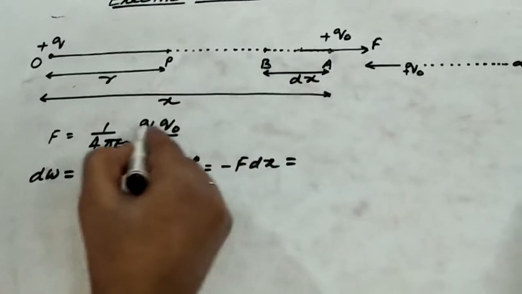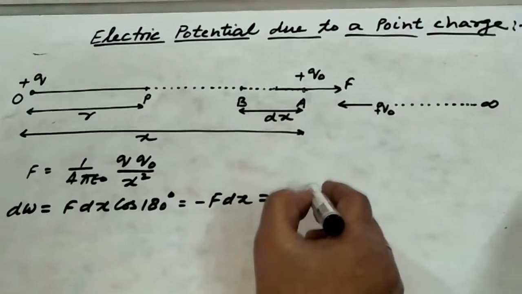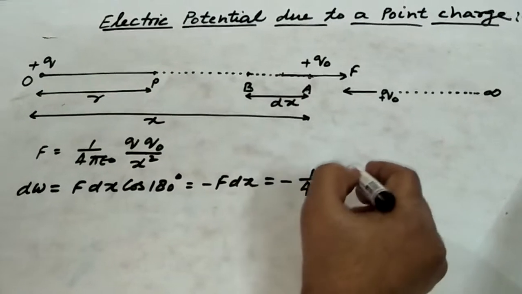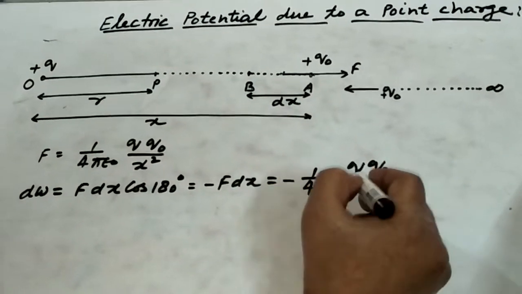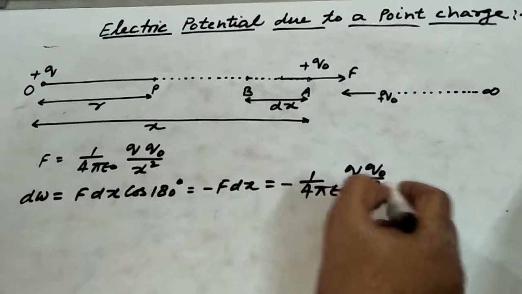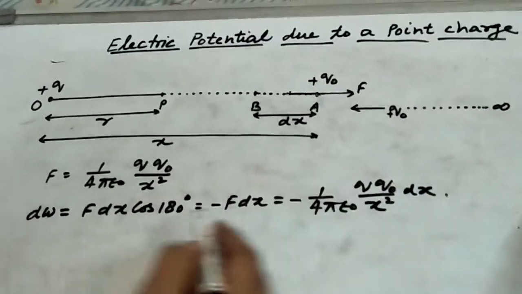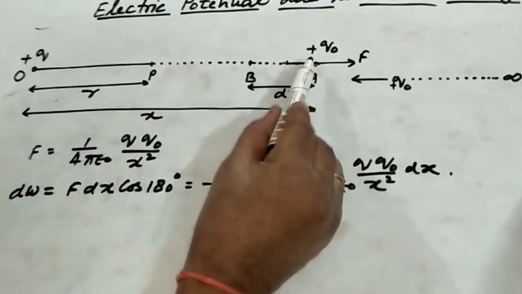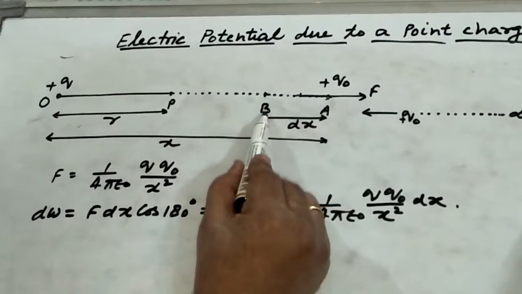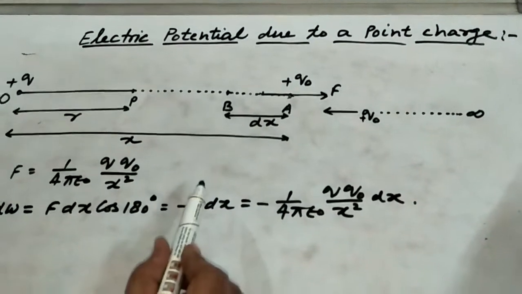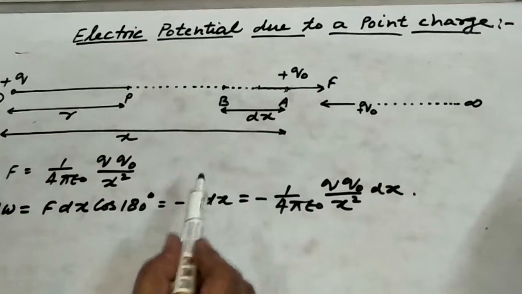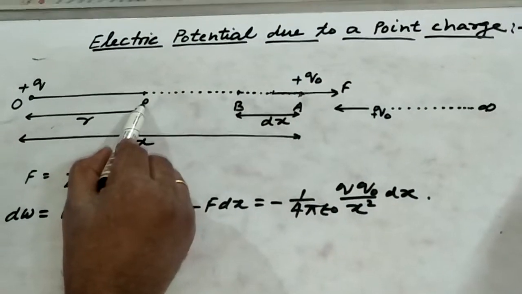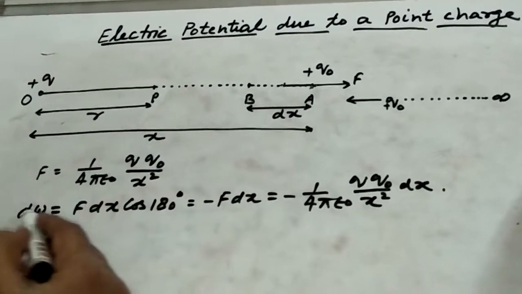And F is how much? 1/(4πε0) Q Q0/x². So you can write dW = −1/(4πε0) Q Q0/x² dx. This is the work done in taking this test charge +Q0 from A to B through a small distance dx. But our aim is to calculate the work done in taking the test charge from infinity to the point P. For this purpose, we will integrate this term.